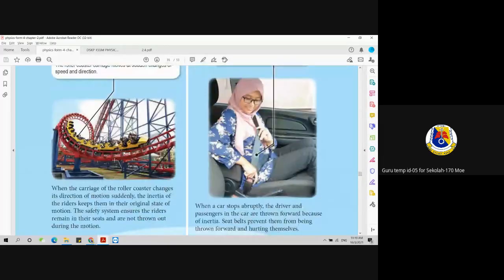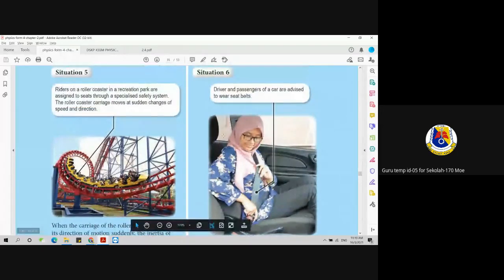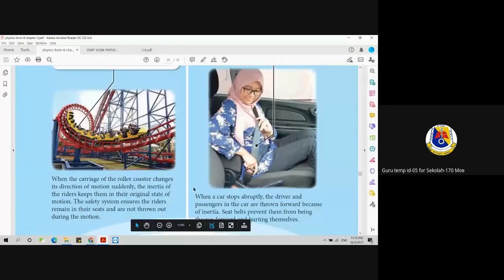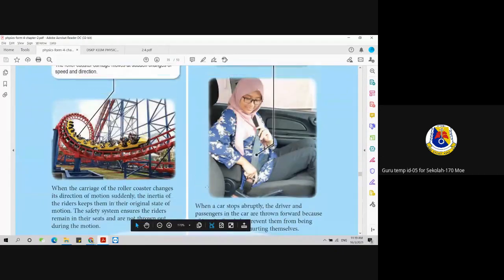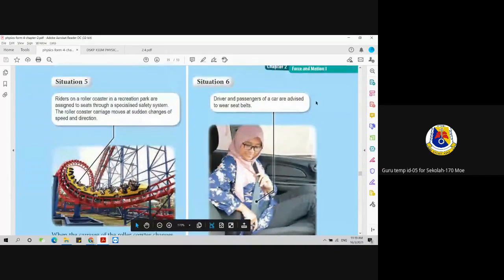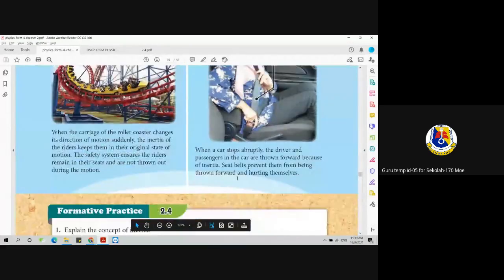For those who have gone to Legoland, I'm sure it has been explained before. The roller coaster changes direction. So this is an example of the seatbelt in a car crossing.